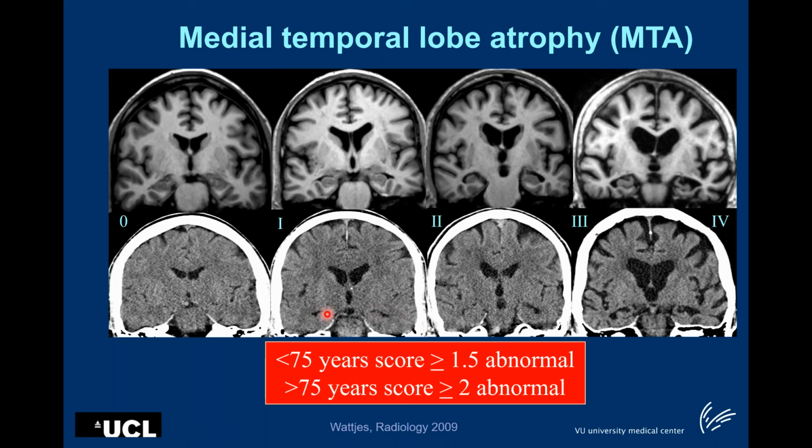So on average, a score of 1.5. Whereas over 75, there's a bit more generalized brain involution, and then a score of 2 on both sides is required before you call a scan abnormal. Of course, this is a bit artificial, and it doesn't change overnight when you turn 75. So you have to take this with a grain of salt and take the overall picture into account when you interpret these values.